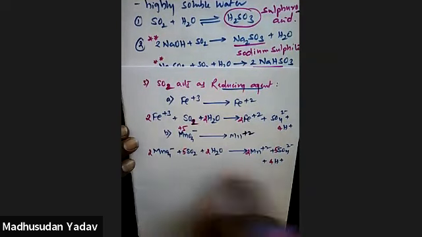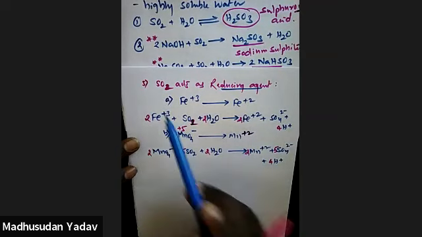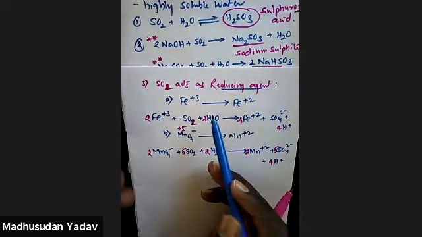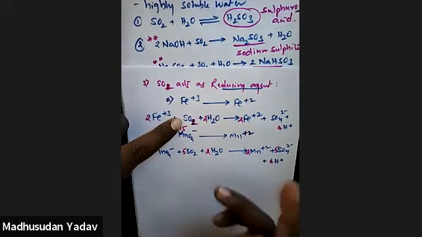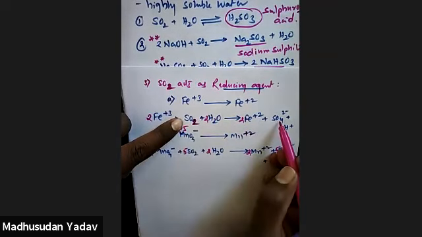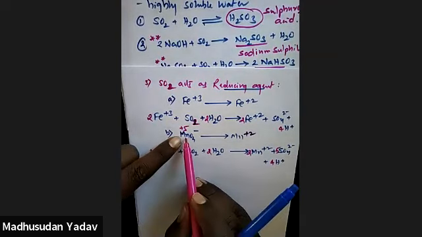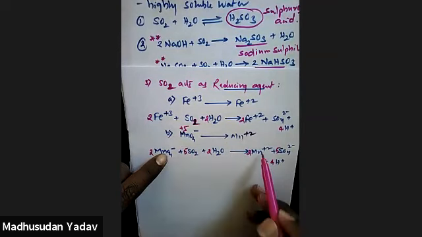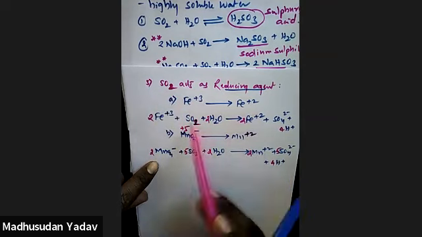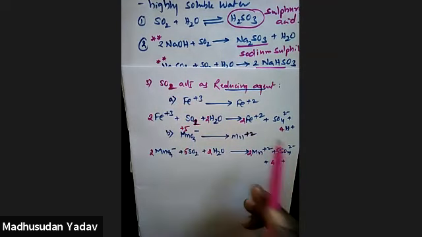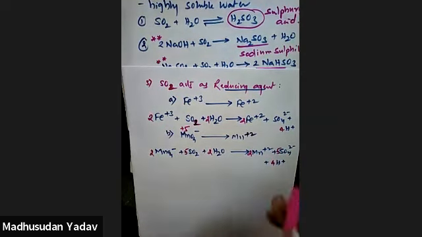So you don't need to worry about balancing the equation. First try to understand the concept. Sulfur dioxide is acting as a reducing agent. The only thing is iron plus 3 is converting into plus 2. Here sulfur dioxide SO2 is converting into sulfate. Here also SO2 is converting into sulfate, and manganese is converting into plus 2. So these two are important here: how your reactant and your reducing agent are changing. Those two things you have to be careful about. The remaining you can do for balancing purposes.